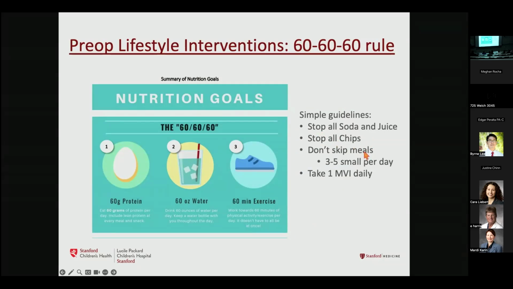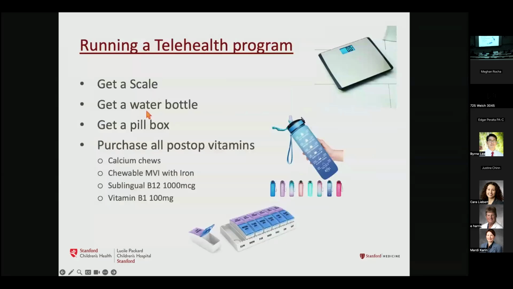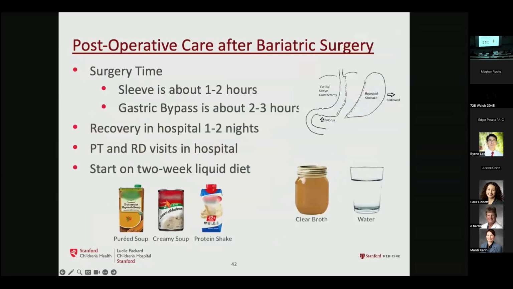And then we have them eat 3 to 5 small meals a day. And that's really a post-sleeve thing, whereas if you eat regularly after a sleeve, you lose more weight. And then we start them on a multivitamin. Again, getting a scale, a water bottle, and a pill box are recommended. Now we're going to be giving those to the kids. We're still setting up the program, but again, we did get funding to do that. And then we have them buy their vitamins.